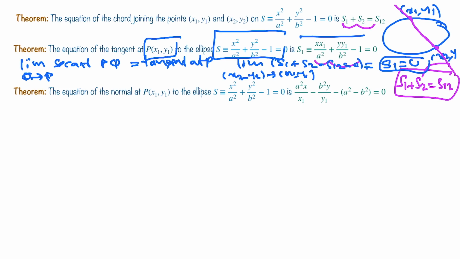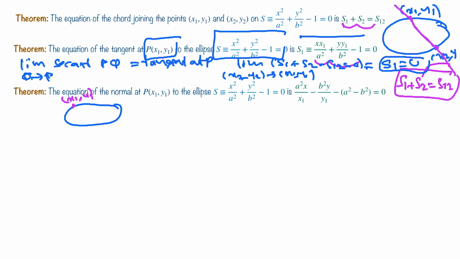Next theorem, the equation of the normal at a point x1, y1 to this ellipse S equal to 0. Here S is x square by a square plus y square by b square minus 1, and the normal is a square x by x1 minus b square y by y1 minus of a square minus b square equal to 0. Okay. So we can easily prove this. I'll just explain. Let us say this is a standard ellipse and this is a point x1, y1.